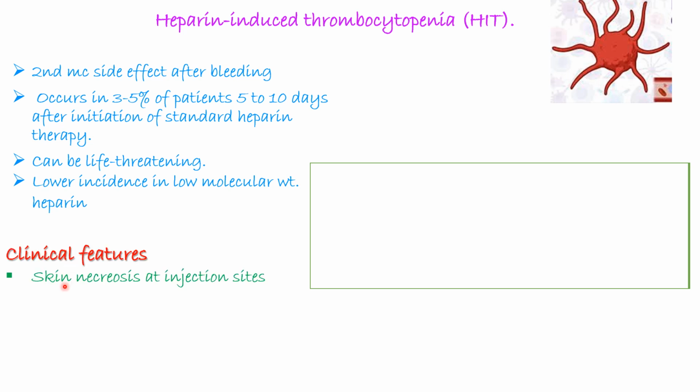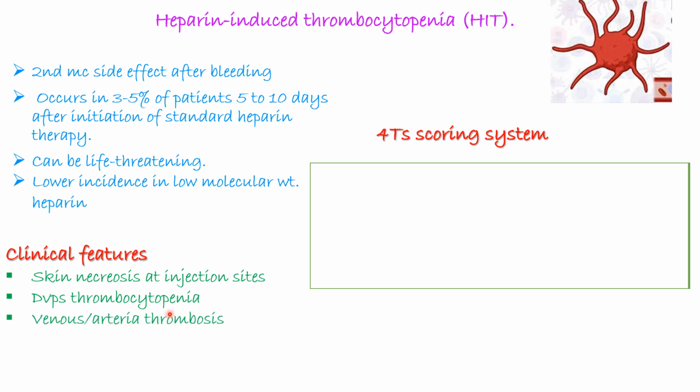So clinical features, you'll have skin necrosis at the injection site, you have development of thrombocytopenia, you also have venous and arterial thrombosis. So we have a 4T scoring system. Just from the name, it's 4, meaning 4 components, T's meaning they have to start with T. And it's a scoring system that will help us in terms of diagnosing heparin-induced thrombocytopenia.